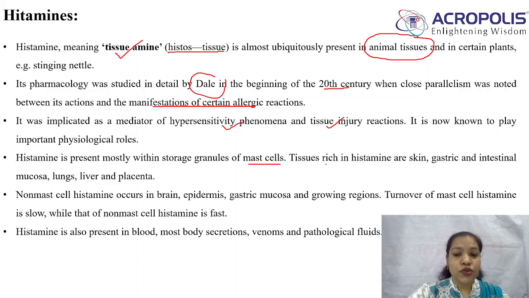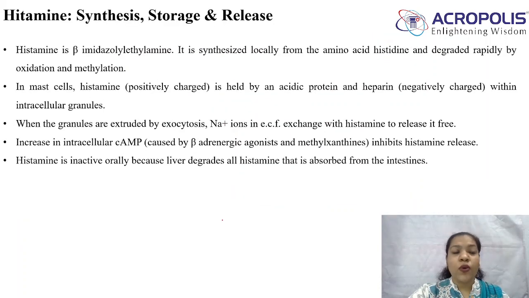The tissues which are rich in histamine include skin, gastric and intestinal mucosa, lungs, liver, and placenta. Apart from that, it is also present in certain non-mast cells, such as in brain, epidermis, gastric mucosa, growing regions, etc. Histamine is also present in certain fluids inside our body, such as blood, body secretions, venoms, or pathological fluids. Now, let us see how histamine is synthesized, stored, and released inside our body.